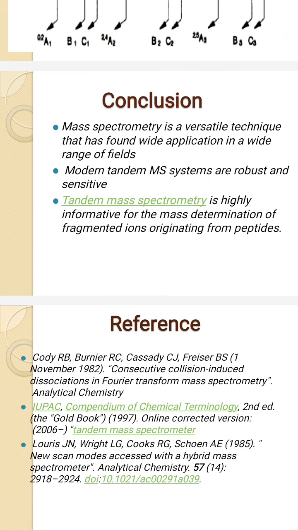Conclusion: mass spectrometry is a versatile technique that has found wide application in a wide range of fields. Modern tandem MS systems are robust and sensitive. Tandem mass spectrometry is highly informative for the mass determination of fragmented ions originating from peptides.